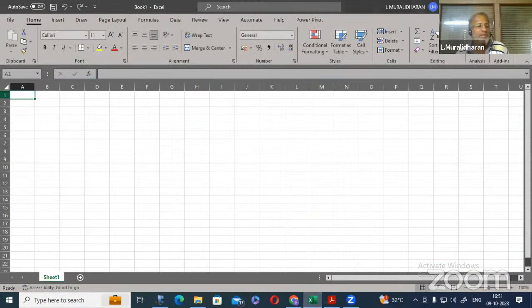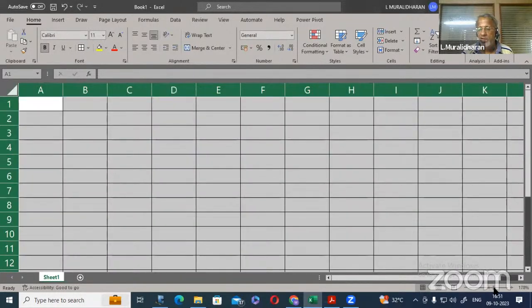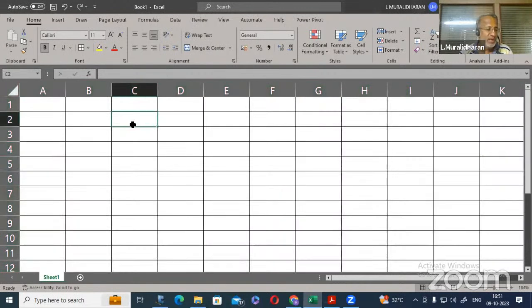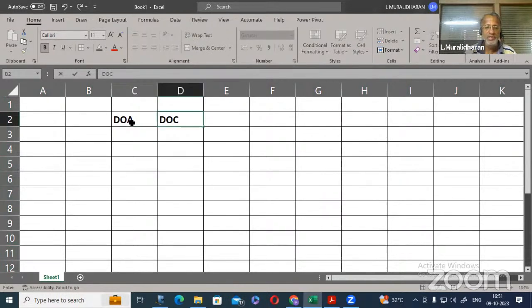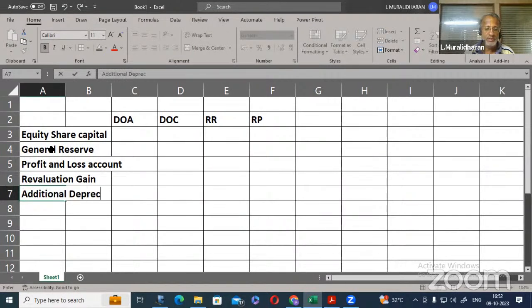I wanted to just firstly try by hand, that is manually, for the purpose of computation and for the purpose of developing that speed in our working. So I'm just doing it once again. DOA, DOC, RR, and RP. Is that okay? So equity share capital, general reserve, then profit and loss account, then revaluation gain, then additional depreciation.